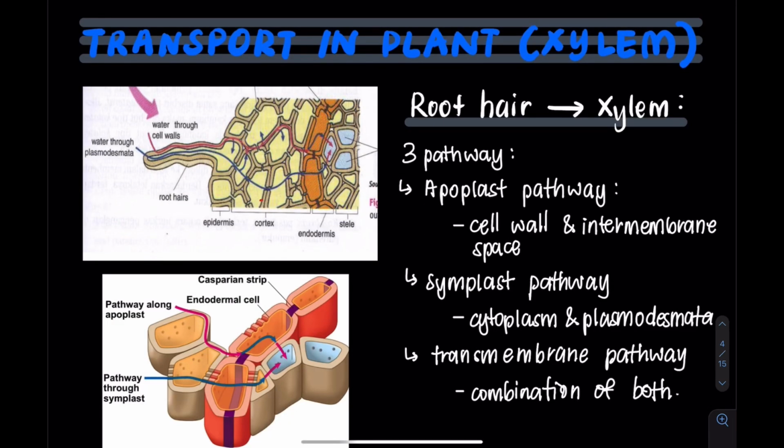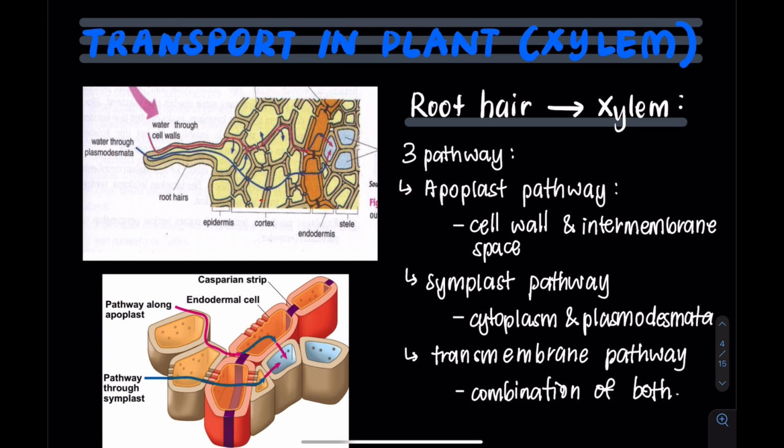Once in the root hair, water and mineral ions will move from the root hair to epidermis, cortex, endodermis, and then to stele, where xylem is located. The movement of water and mineral ions are by three pathways, which are apoplast, symplast, and transmembrane pathway.